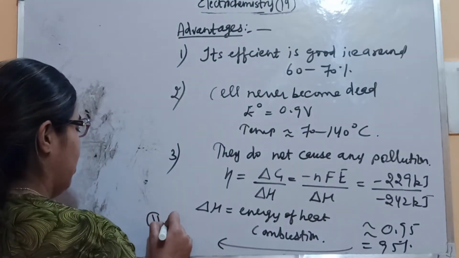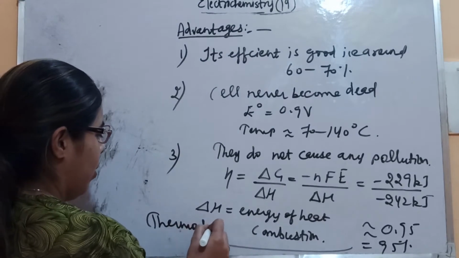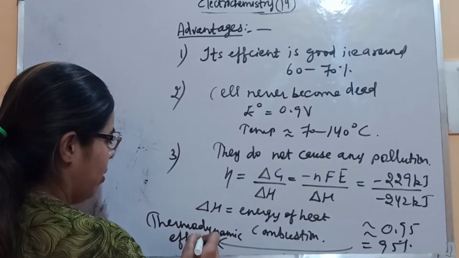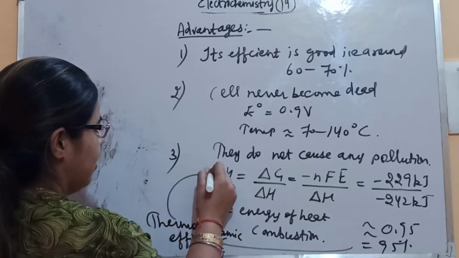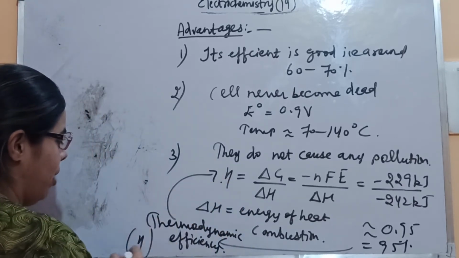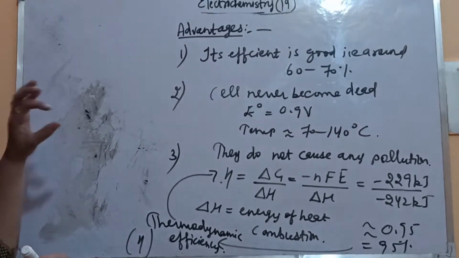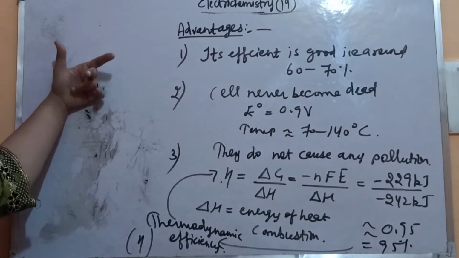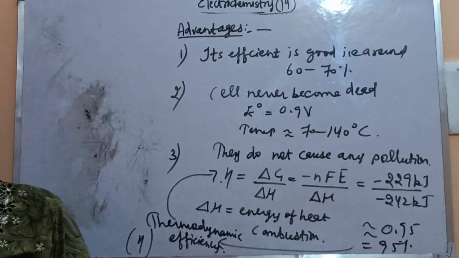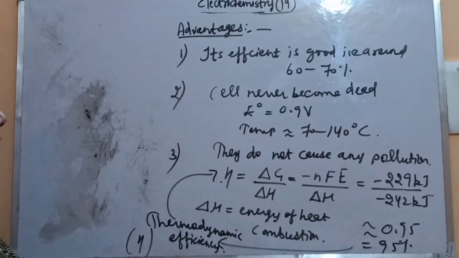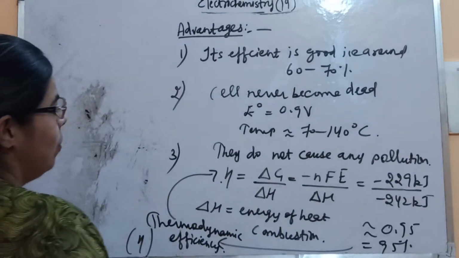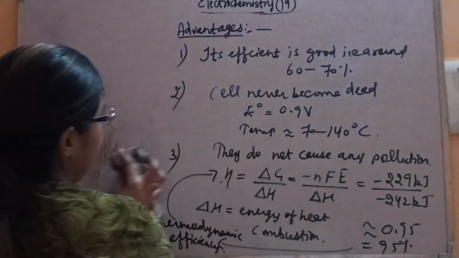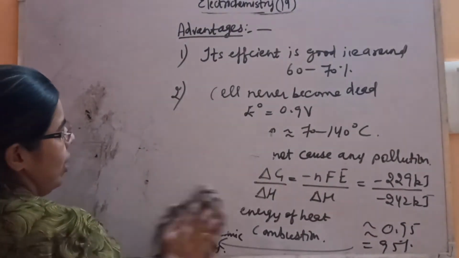This is the symbol of thermodynamic efficiency. Fine, so these are the three advantages: efficiency is good, it never becomes dead, and it does not cause any pollution. It is 95% efficient according to thermodynamics. Now we have seen these advantages.